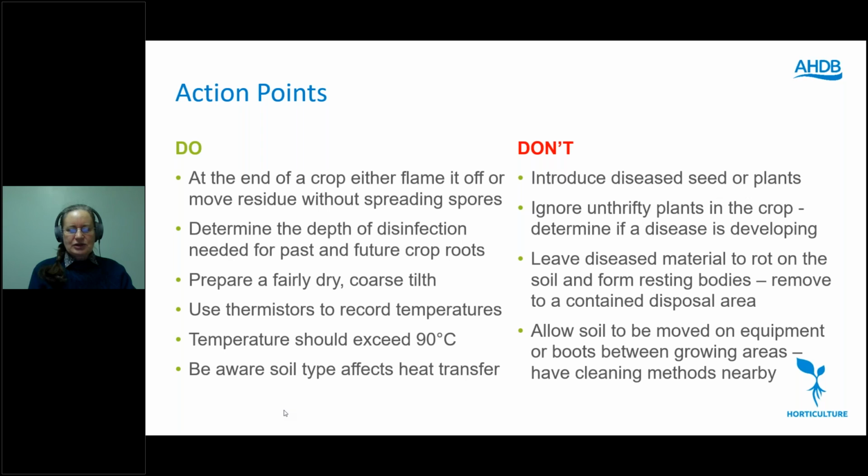Use thermistors to record temperatures. And remember, you should really be aiming for 90 degrees C with sheet steaming or any other steaming. And be aware that you have to learn about your own soil type, because that will affect the heat transfer and how long you have to steam for.